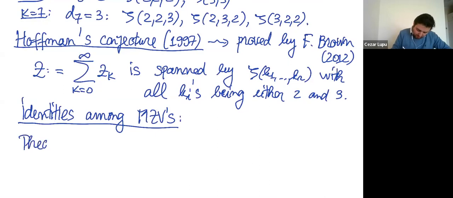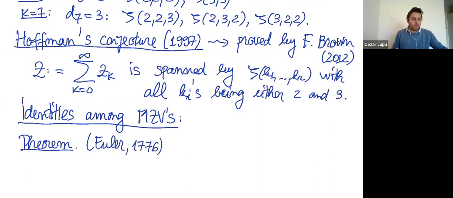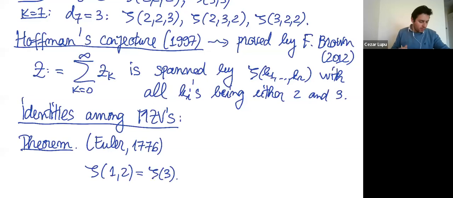So, the theorem, which goes back to Euler, 1776. Well, I want to do it in a very elementary way, without using any double shuffle regularization, anything like that. In other words, we would like to prove that zeta of (1,2) equals zeta of 3.